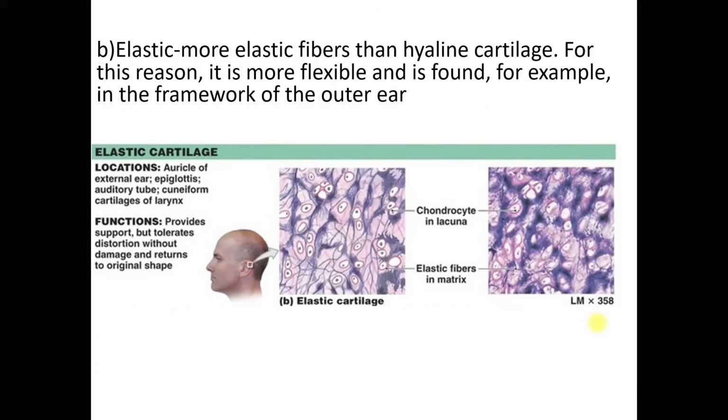Next, elastic cartilage. So elastic cartilage has more elastic fibers than the hyaline cartilage. For this reason, this elastic cartilage is more flexible and is found in the framework of the outer ear.